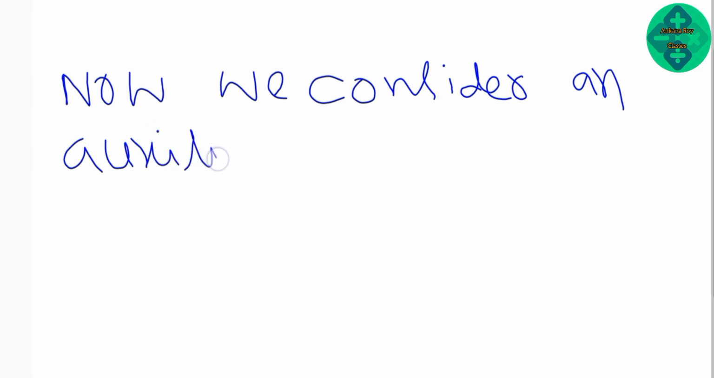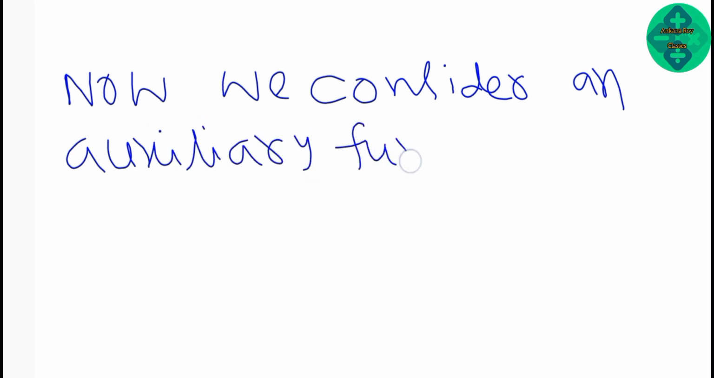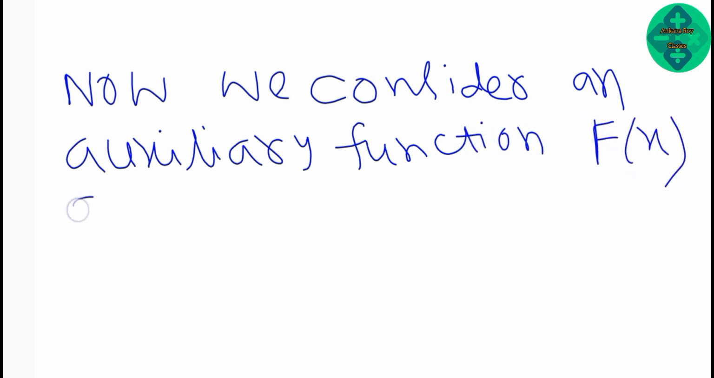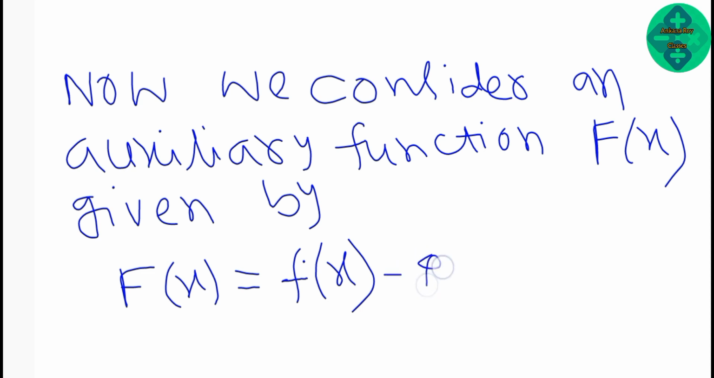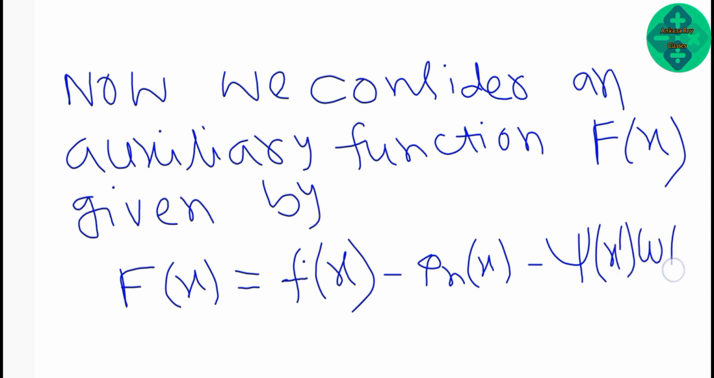Now, we consider an auxiliary function capital F of x given by capital F of x is equal to small f of x minus phi n x minus psi x dash into omega x. This is equation 6.